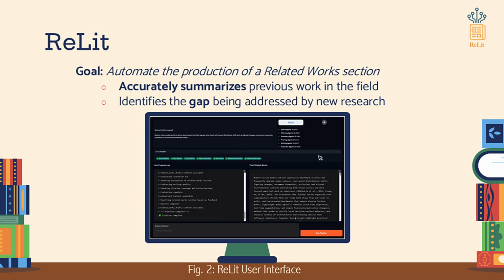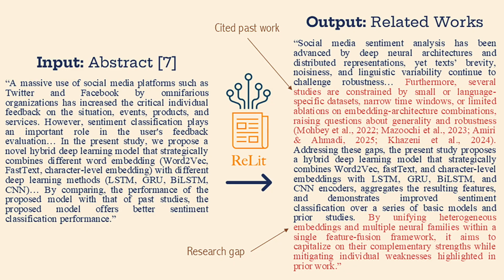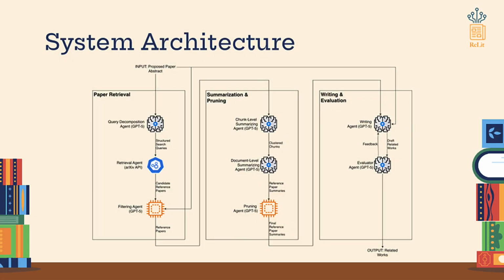As such, we created ReLit, a multi-agentic tool for deep learning researchers to automate the production of a related works section that accurately summarizes past research and clearly identifies the gap the new research will be filling. This tool will take an abstract as input and output a fully APA-cited related work section that identifies a research gap. Our system generates a related work section from a single user input abstract. This is done in 3 stages.